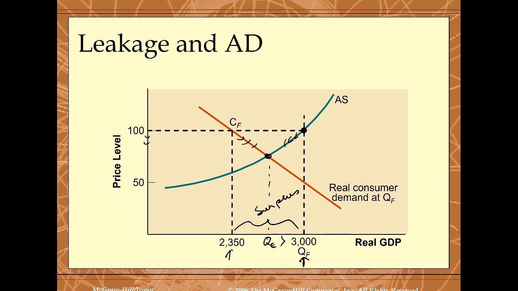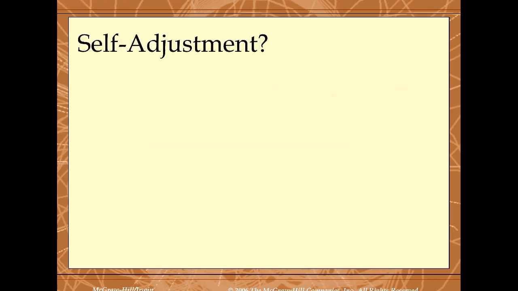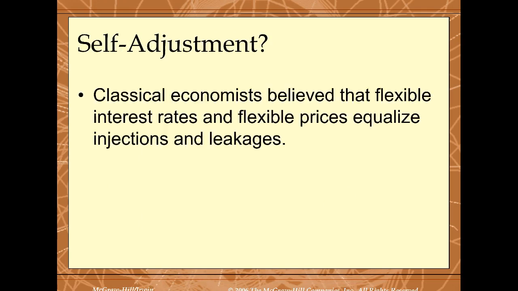So that's what it basically looks like from the supply and demand point of view, when your level of spending is not equal to the level of spending needed to put everybody to work. So can the economy adjust back to the full employment level of output? Well, classical economists believed that it could. All you need is flexible interest rates and flexible prices.